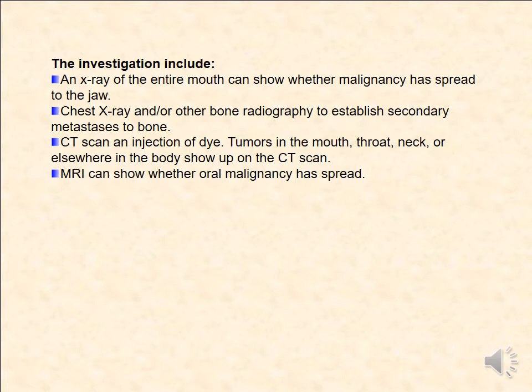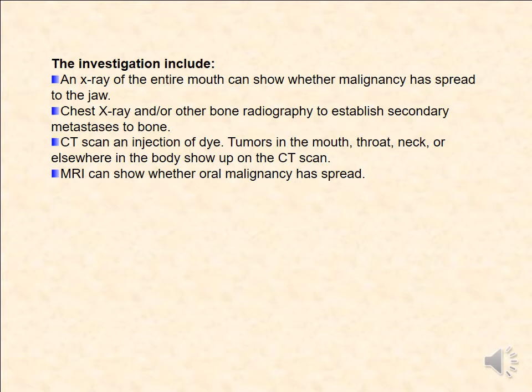The investigations include the following for the diagnosis of oral malignancy. First, an X-ray of the entire mouth can show whether the malignancy has spread to the jaw. We take a chest X-ray and other bone radiographs to establish secondary metastasis to the bone. We take a CT scan with an injection of dye, and a tumor in the mouth, throat, neck, or elsewhere in the body shows up on the CT scan.